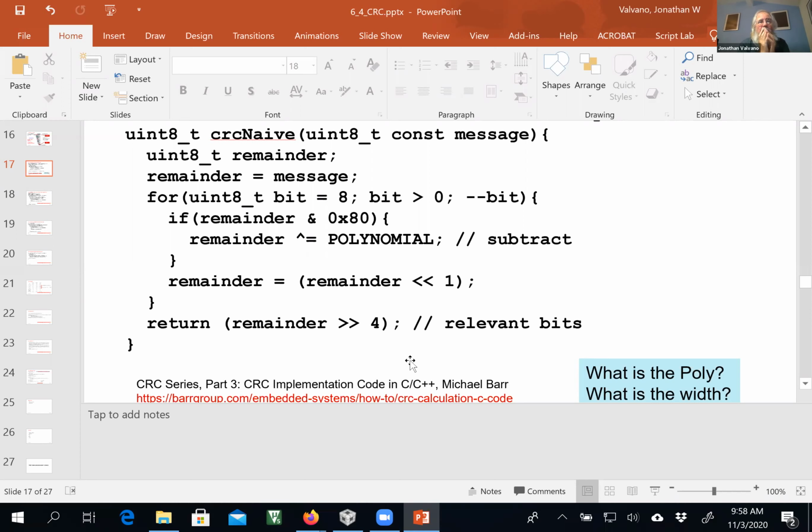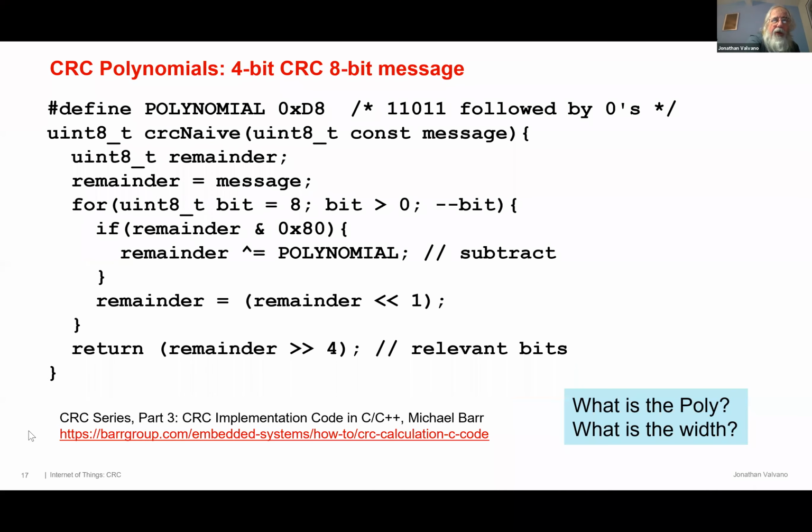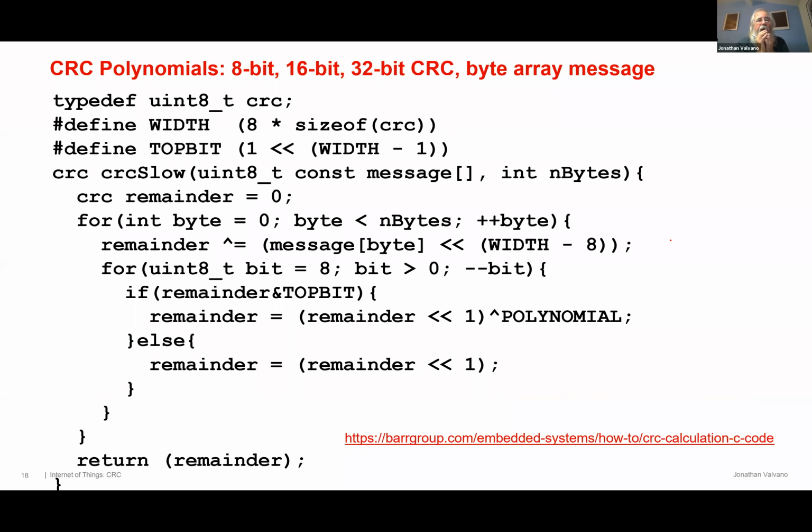So in this case here, the polynomial is this. That's the polynomial, and the width is a 4. Now it's obviously pretty useless. It's only an 8-bit thing and a 4-bit remainder. So this one is a very inefficient version of the same thing, except it's much longer.